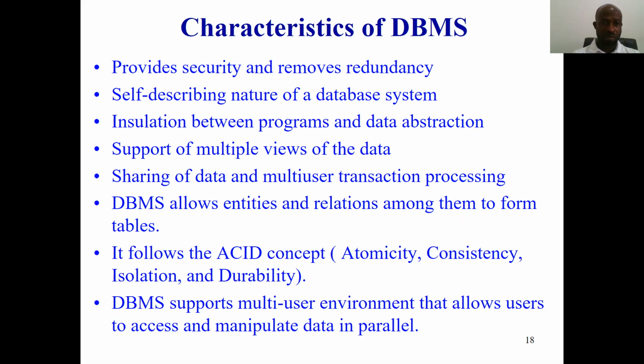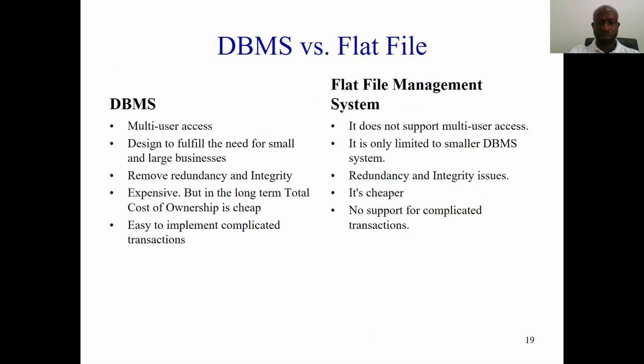Characteristics of a database management system. They provide security and also remove redundancy. The second one is the self-describing nature of a database system, isolation between programs and data abstraction, support of multiple views of the data, sharing of data, and multi-user transaction processing. It also allows entities and relations among them to form tables. It also follows the ACID concept, that is atomicity, consistency, isolation, and durability. And they also support a multi-user environment that allows users to access and manipulate data in parallel.